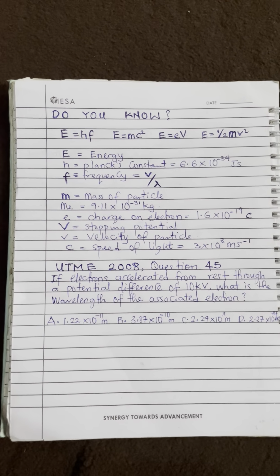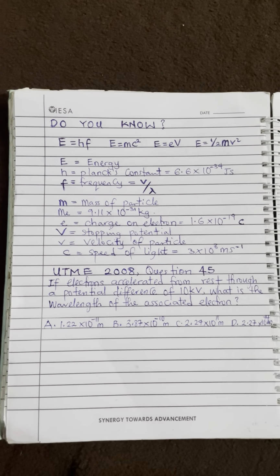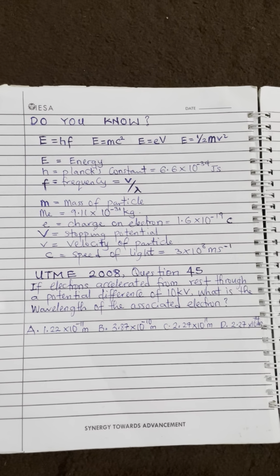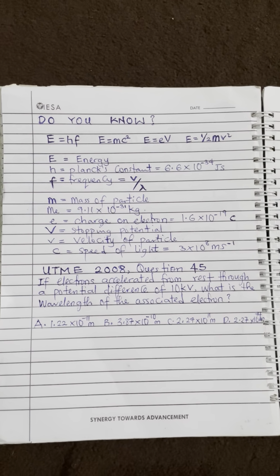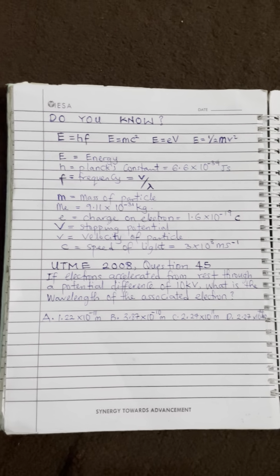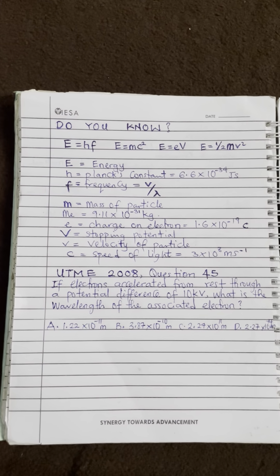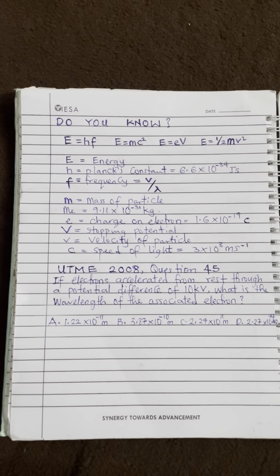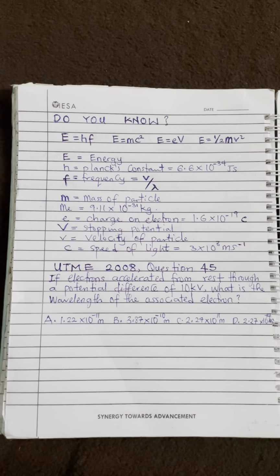So today I'll be giving you guys tips on how to solve questions under atomic physics. All you have to know under atomic physics is some formulas like E is equal to hf. This formula was established by a scientist called Max Planck, and the second one is E is equal to mc squared, which was established by Albert Einstein, and E is equal to eV, which was established by Robert Albert Millikan, and E is equal to half mv squared, which is the kinetic energy of an electron.